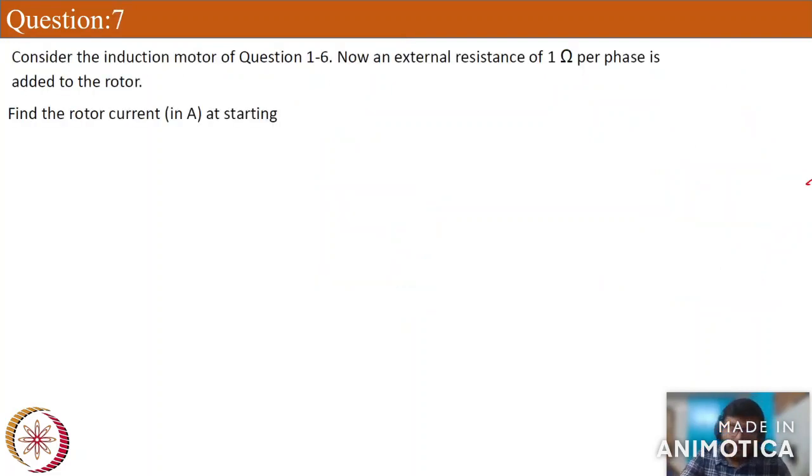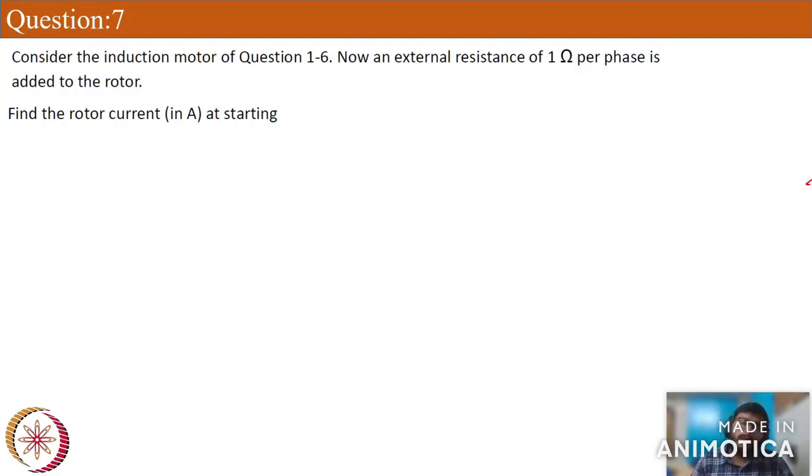Okay, now comes the interesting part. The final three questions are interesting. If you see the questions, we are considering the same motor as questions 1 to 6, but now we are connecting an external resistance of 1 ohm per phase to the rotor. Now at the rotor we are having a 0.25 ohm resistance that we all know.